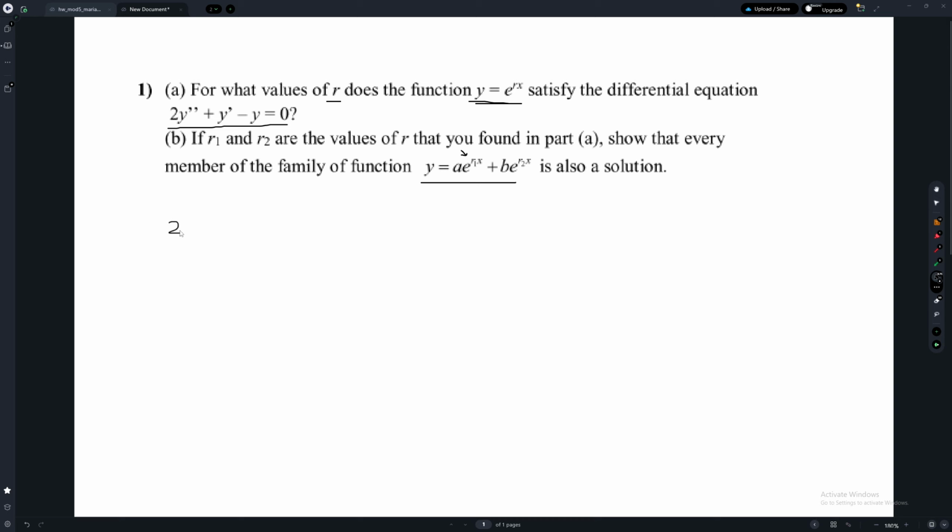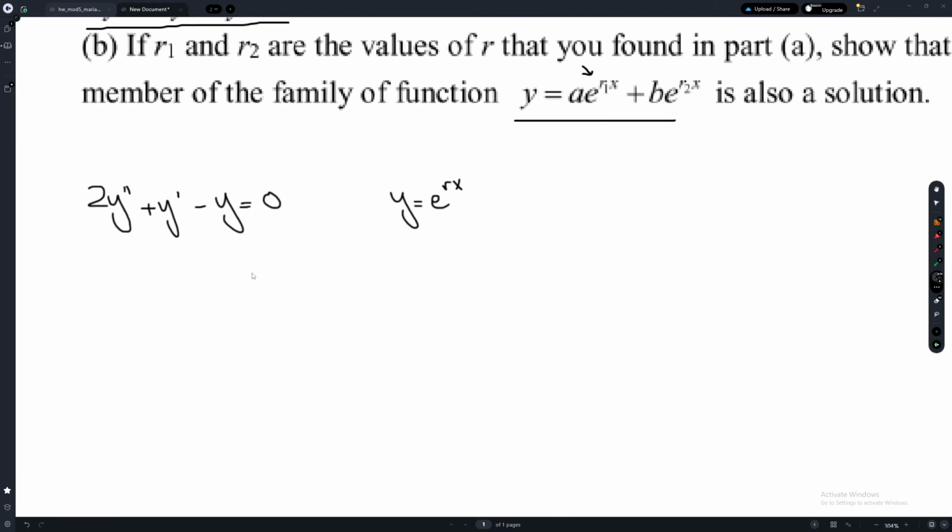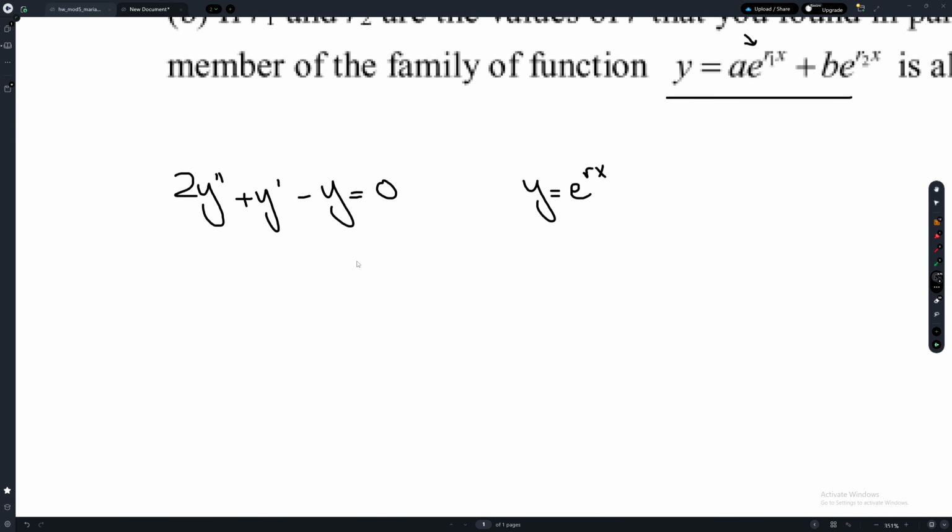We have 2y double prime plus y prime minus y. I don't know why I said prime for both. And then I have the equation y equals e to the rx, and I'm looking for r. So, well, I'm going to need a couple things. I'm going to need the first order and second order here. So, the first order would be r e to the rx.